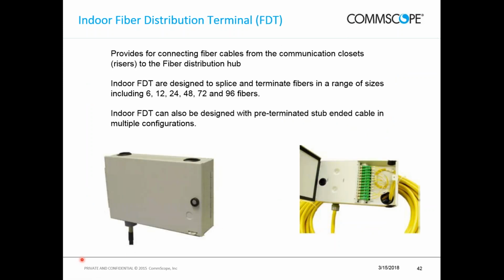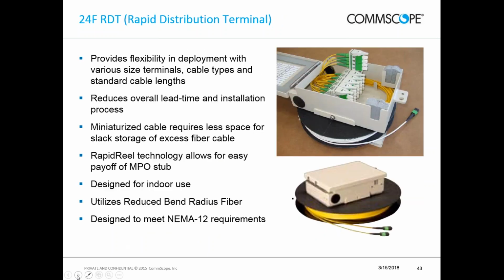This is a fiber distribution terminal. This is the device that mounts up in the riser closet and all of the drop cables are connected to. And again, 6, 12, 24, 48, 72, all the way up to 96 fibers.